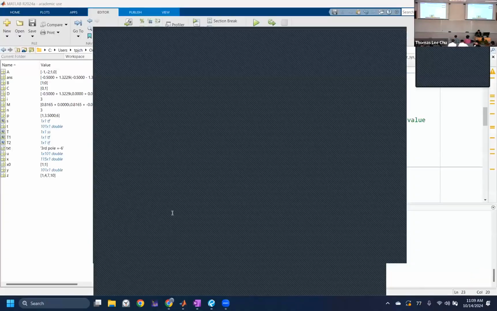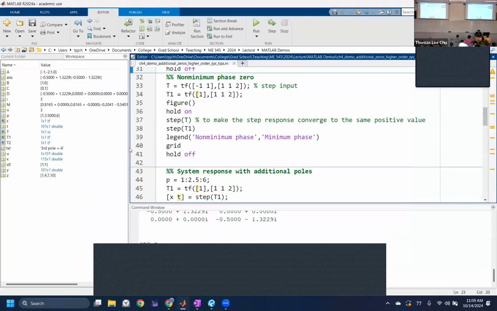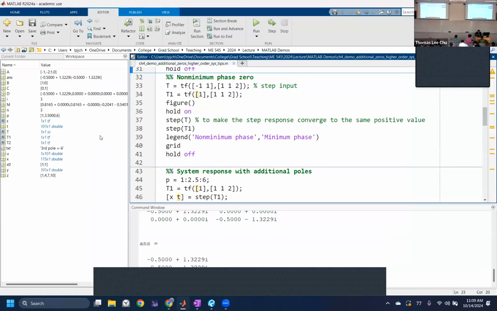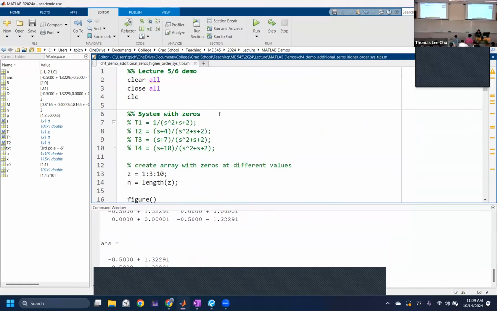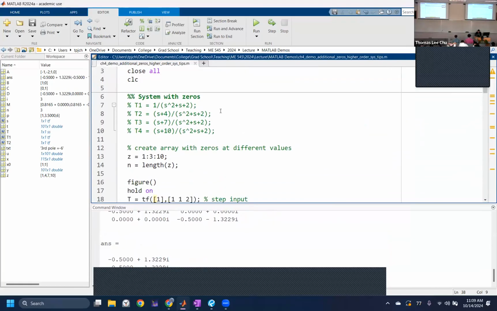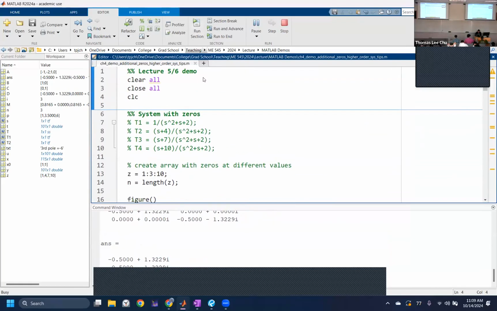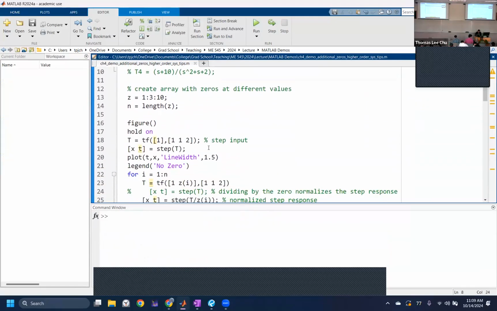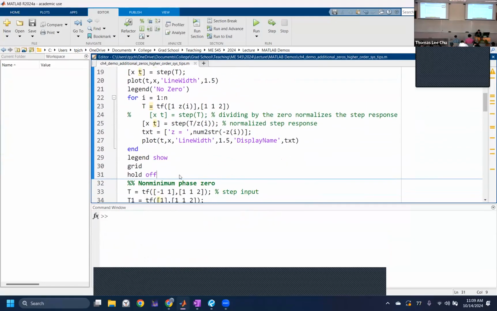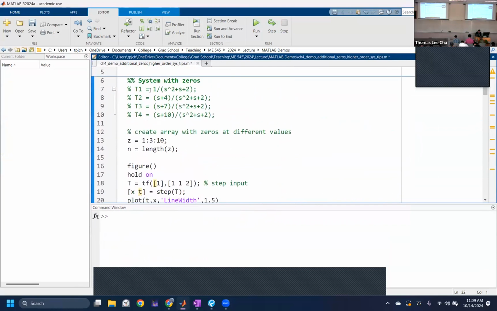I have this uploaded already. I'm going to show you what a non-minimum phase zero will look like, as well as a system with zeros. Let me run this section. Basically, it's going to be a second order system with zeros at different locations. The first system I'm going to run is our second order system without zeros. The second one's going to have a zero at -4, the third a zero at -7, and the fourth a zero at -10.